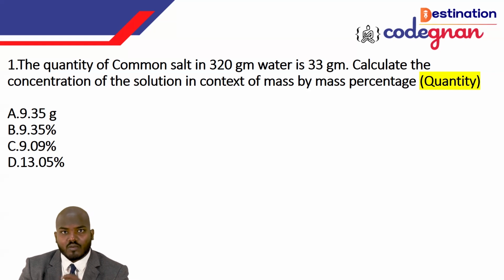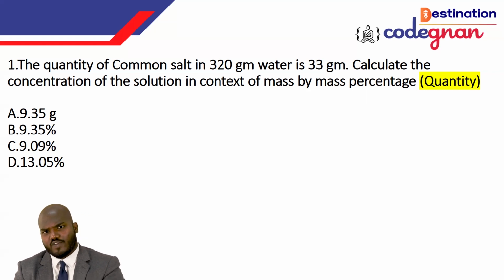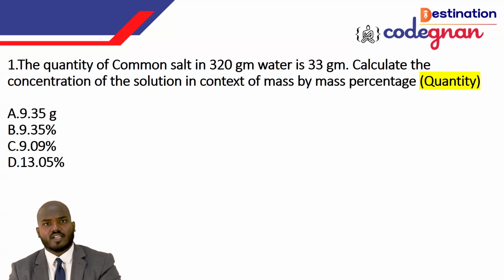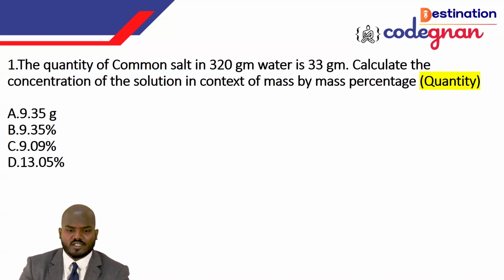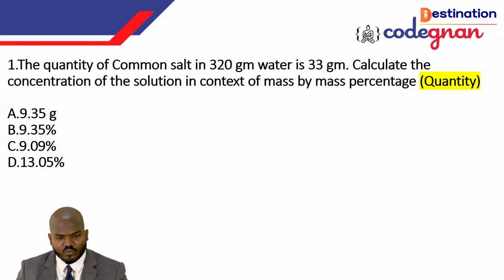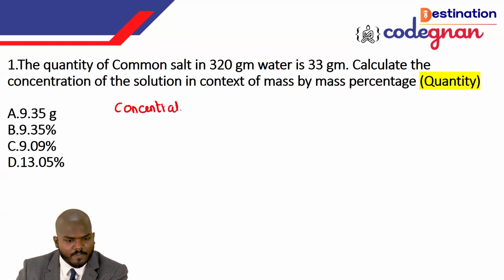I don't think you have heard about the term mass by mass percentage. First, let me explain what concentration is. Concentration means how much of a particular substance is present. When you define those things, we can call it concentration. So the concentration of the solution in the context of mass by mass percentage, you want to see how much concentration is there. Very simply, we are just going to solve it here. They are asking the concentration percentage of the solution.